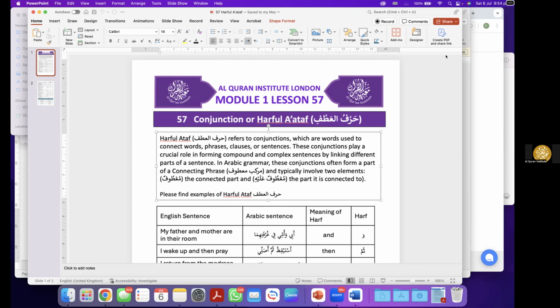Is it okay, everyone? For some, it could be a little strange. In Module 2, you will learn more about it, inshallah. So clause, try to remember: silatul mawsul and ismul mawsul. It is linked with ismul mawsul. Remember this about the clause. That's fine. It's done in Arabic grammar. The conjunction often forms a part of a connecting phrase, murakkabu ma'atuf. Now we are going to the terminologies. Please pay attention.